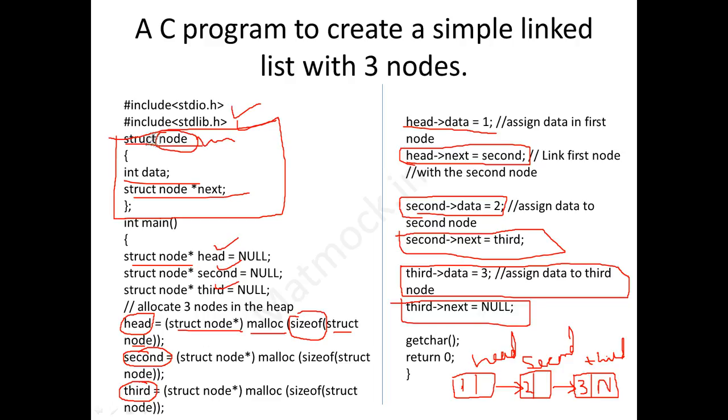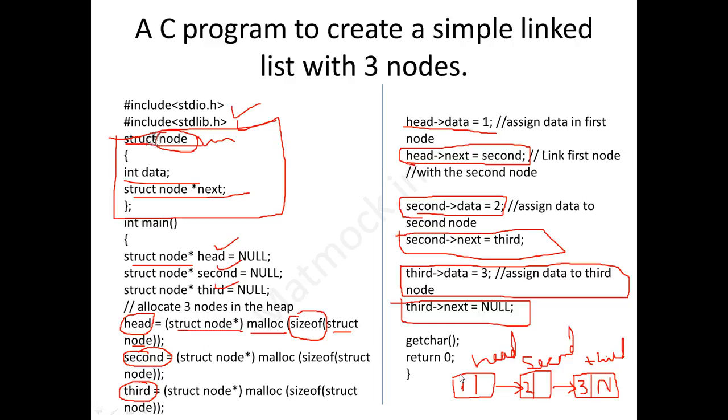Then we have developed the linked list in the memory. This is the linked list which we have developed in this program. Now what I want to do is write some more code in this program so that I can display the content of this node. Who has developed this node? I have developed this node by writing the program.